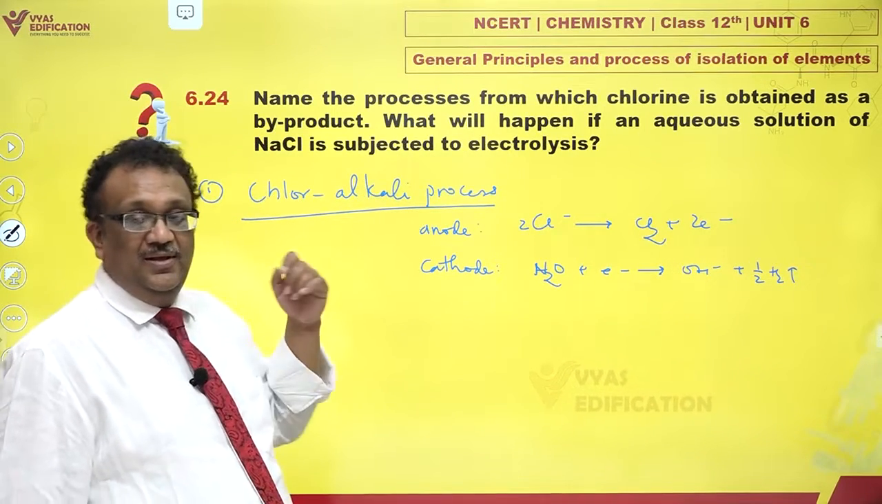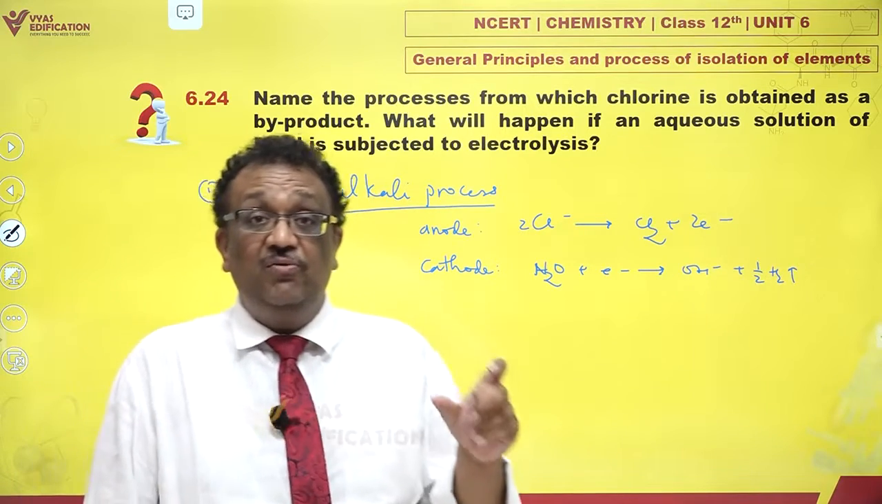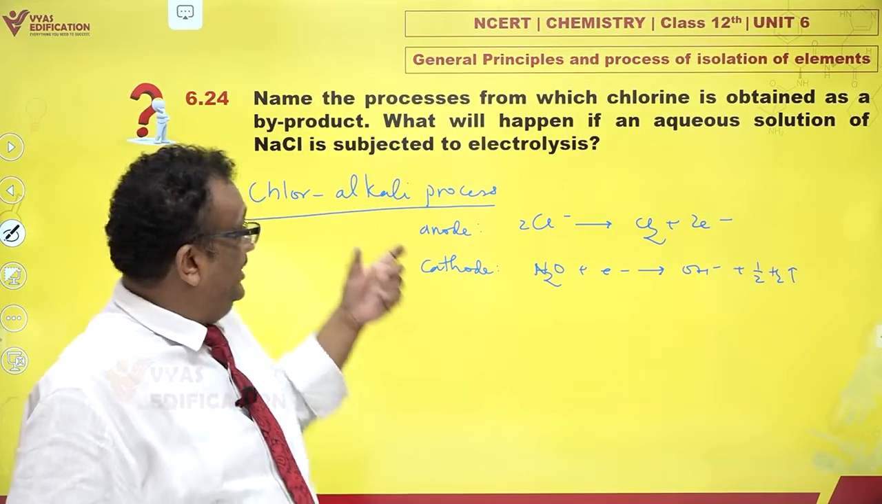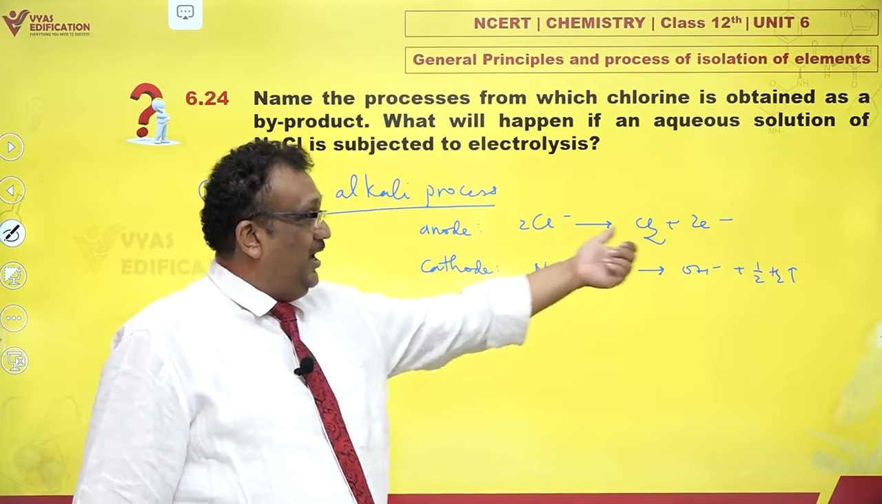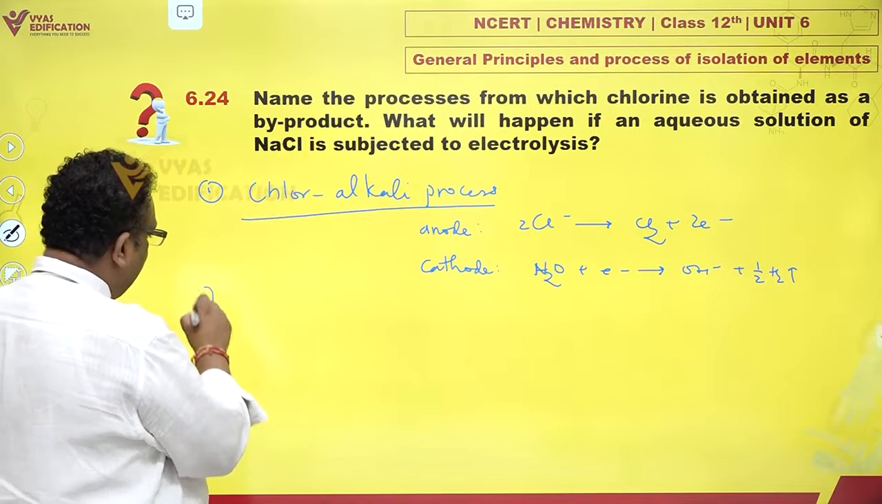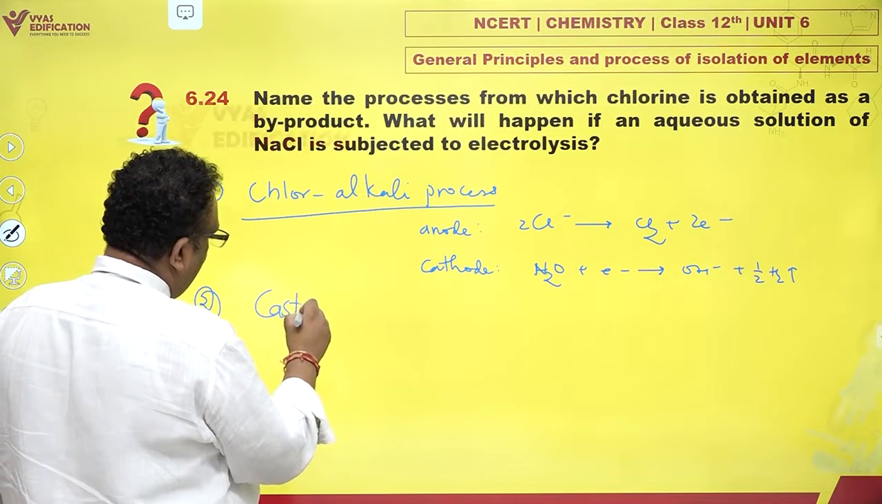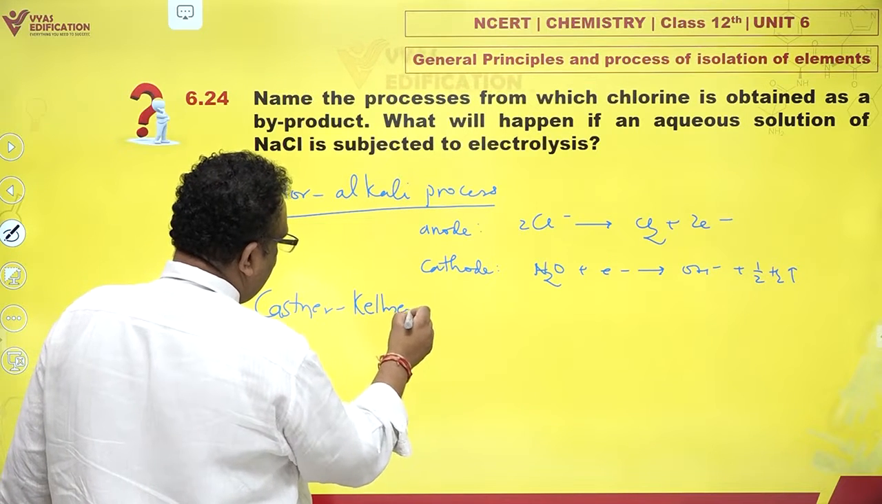Wow. So this is a process, again, it employs, I repeat, a very crucial word, diaphragm cell. It is electrolyzed using a diaphragm cell, and this is the reaction which releases chlorine. The second is the Kastner-Kellner cell.